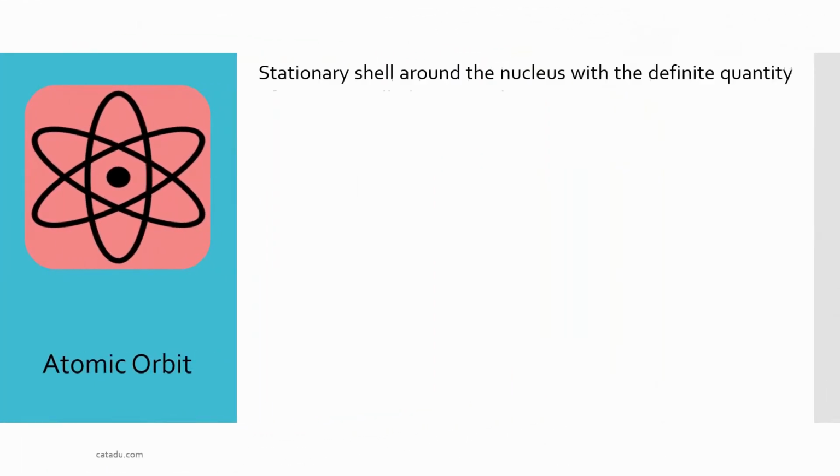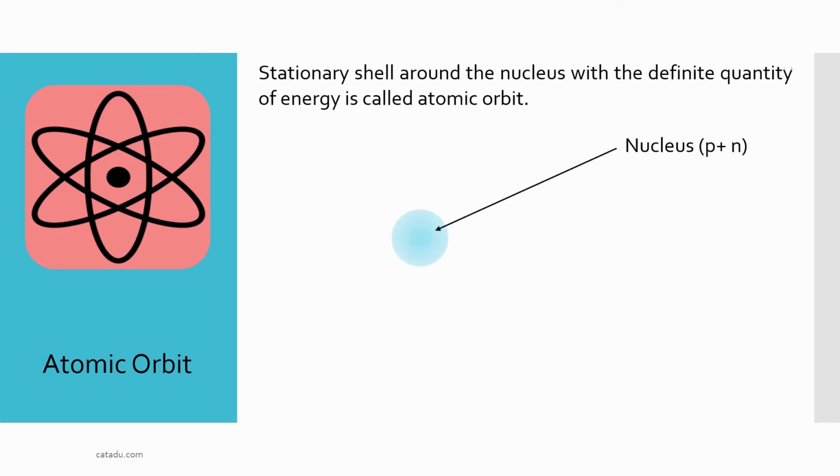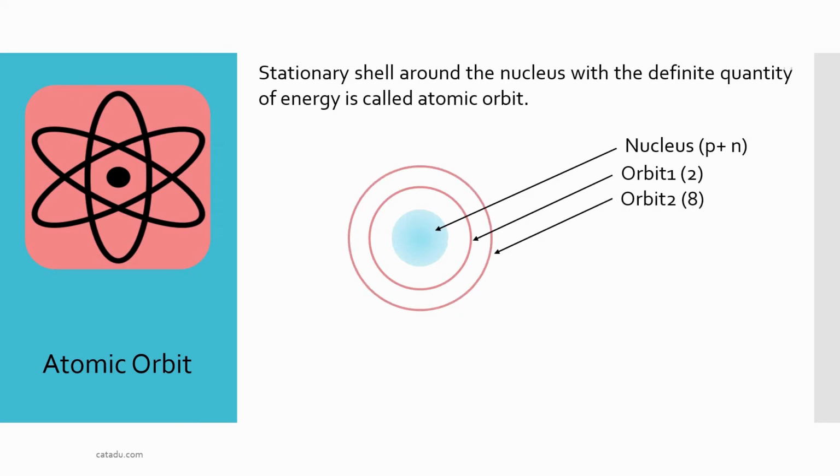Atomic orbit. The stationary shell around the nucleus with a definite quantity of energy is called an atomic orbit. This is the first orbit around the nucleus, maximum electrons 2. Second orbit, maximum electrons 8. Third orbit, maximum electrons 18.